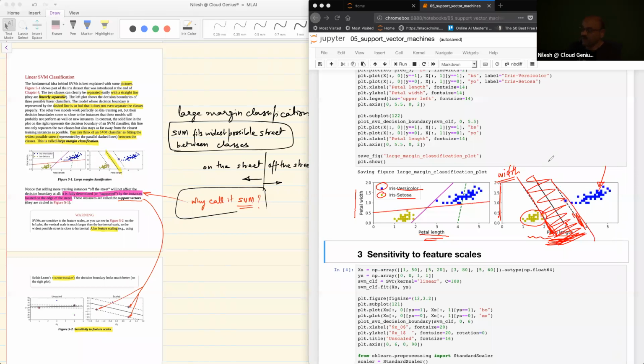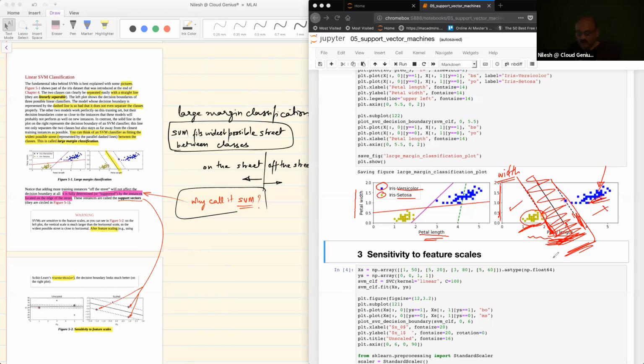Once we have a very, very wide separation of these two blue and yellow dots, then we can very effortlessly classify a flower into this one or that one, because we have a wide margin gap in between with a street in there. So that's how you look at it from a graph perspective.